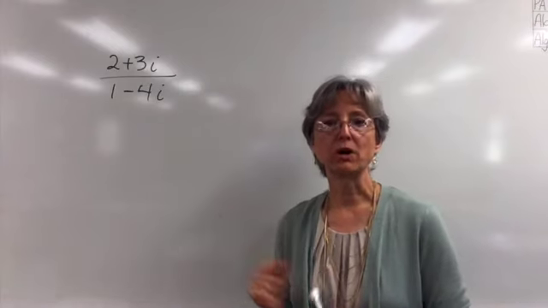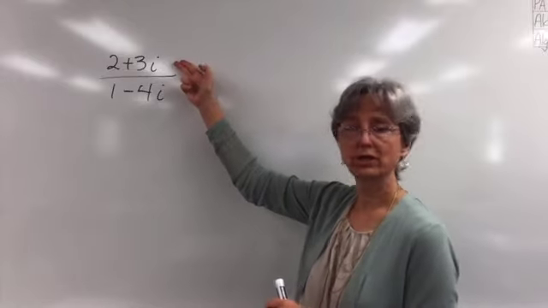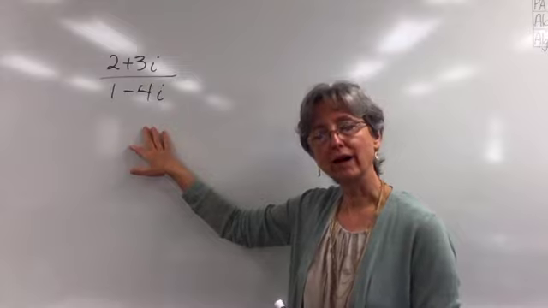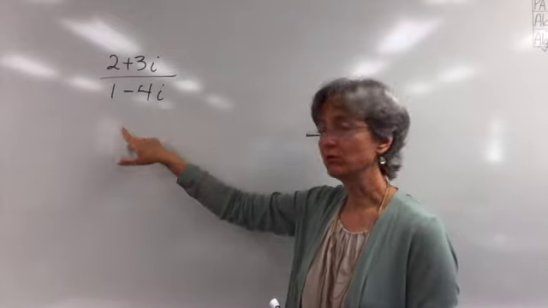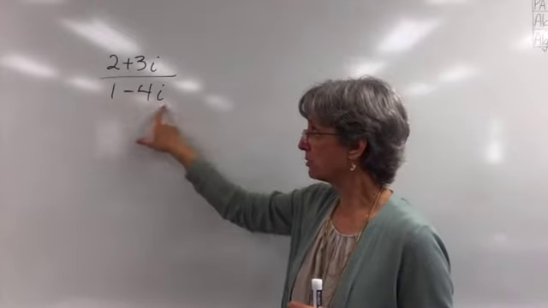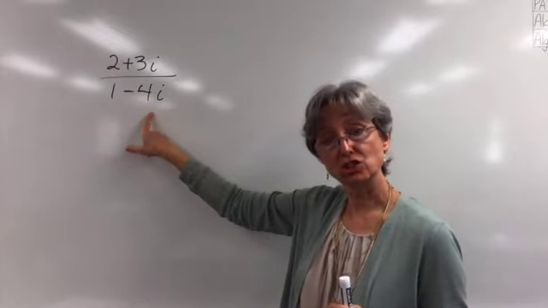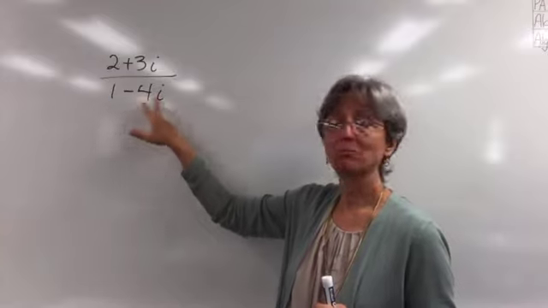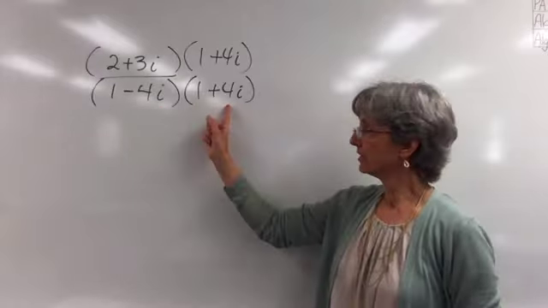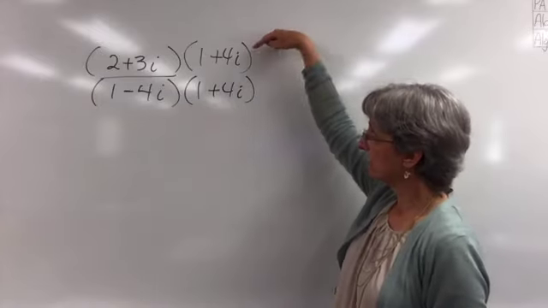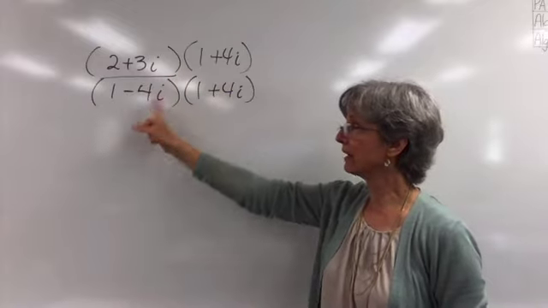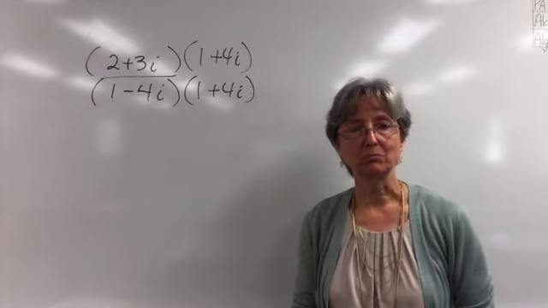Here's another division problem. We have a complex number, 2 plus 3i, divided by the complex number 1 minus 4i. The way you do that is you take this denominator, think of it as rationalizing the denominator. I multiply this by its conjugate. The conjugate of 1 minus 4i is 1 plus 4i. Here's the conjugate, 1 plus 4i. And I'm multiplying by 1 because I'm multiplying the numerator and the denominator by the same thing.